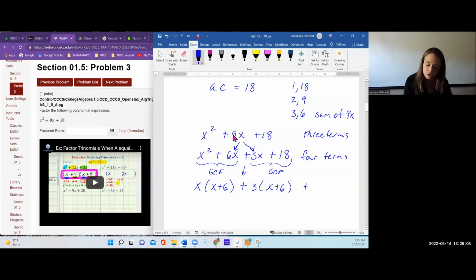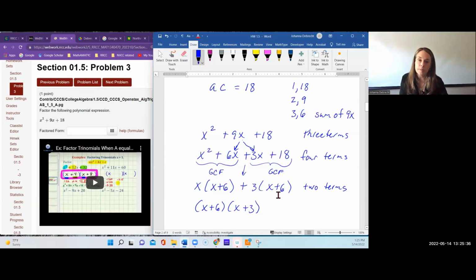And now I have 2 terms. Why only 2 terms? The plus signs inside the parentheses don't count. They're hidden or buried inside parentheses. Now what I do is I'm going to look for a common factor here. The whole group x plus 6 is a common factor. So I pull out the x plus 6 and it leaves behind the x plus 3. And now you can see the factored form.